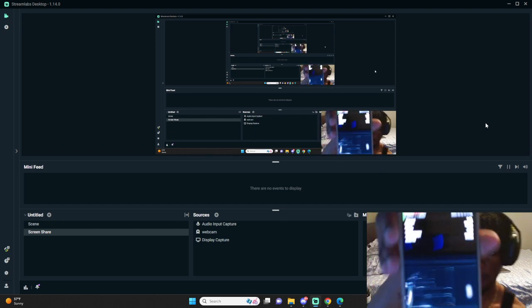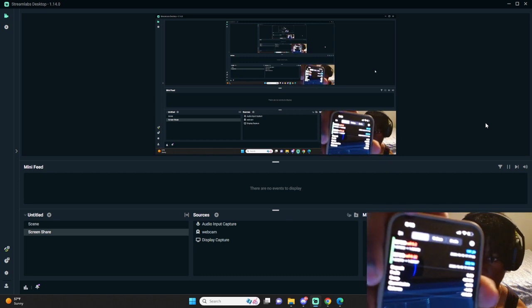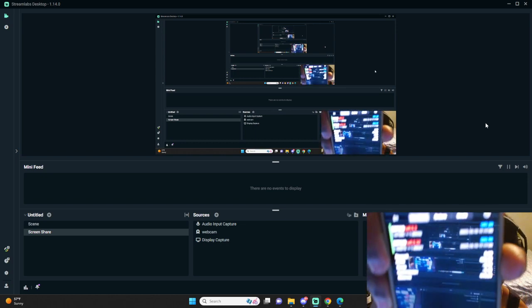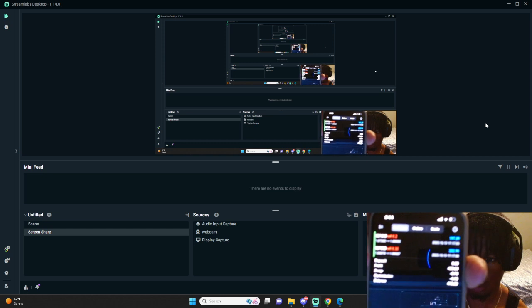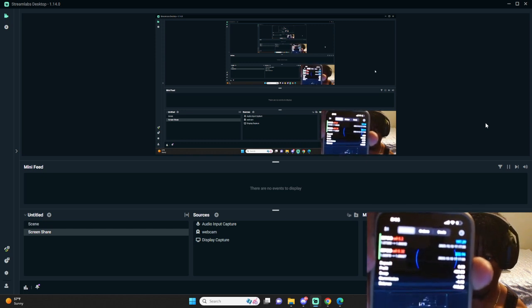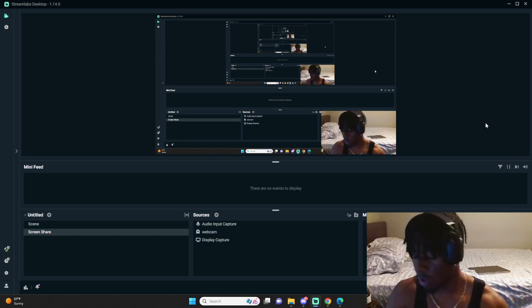Hold on. Focus. I should be able to see it, but it's not focused. But as y'all can see, both trades hit TP. Good old $420 that I made.